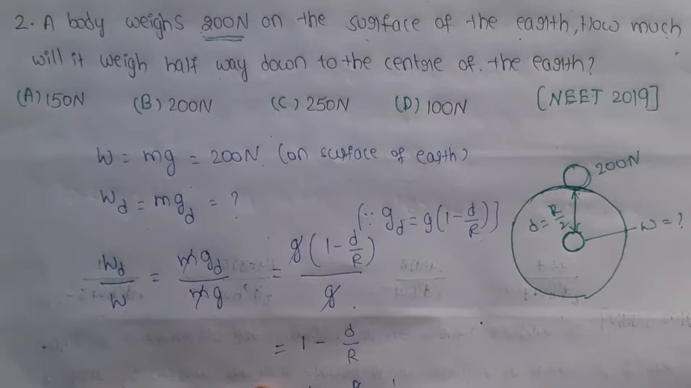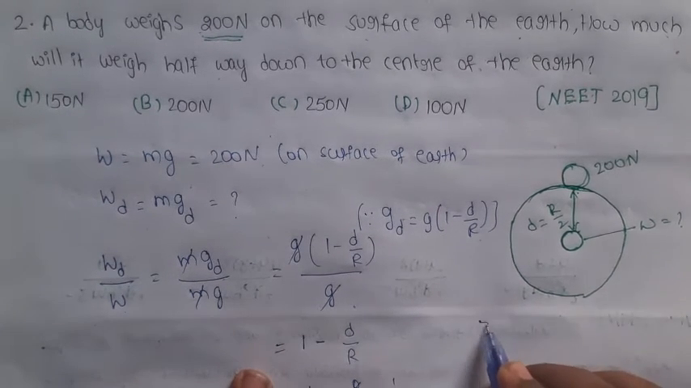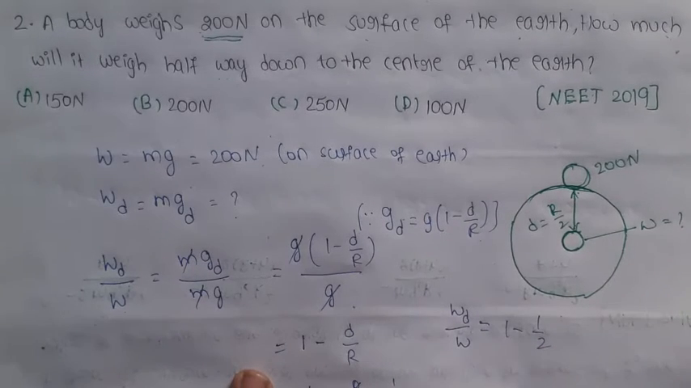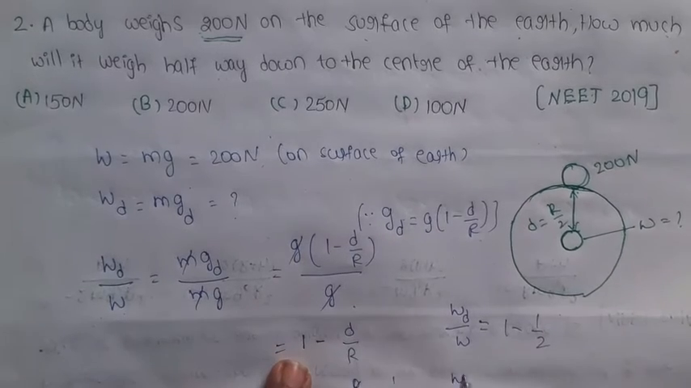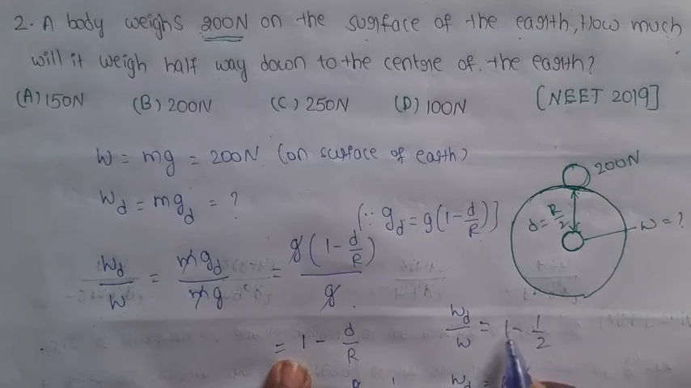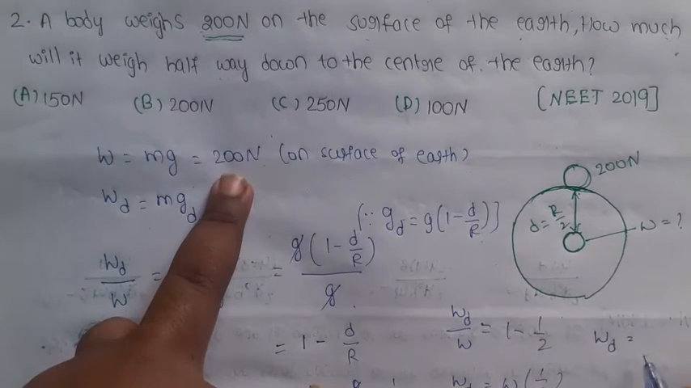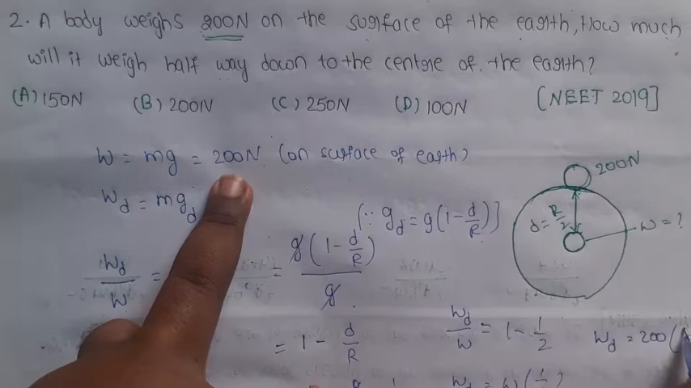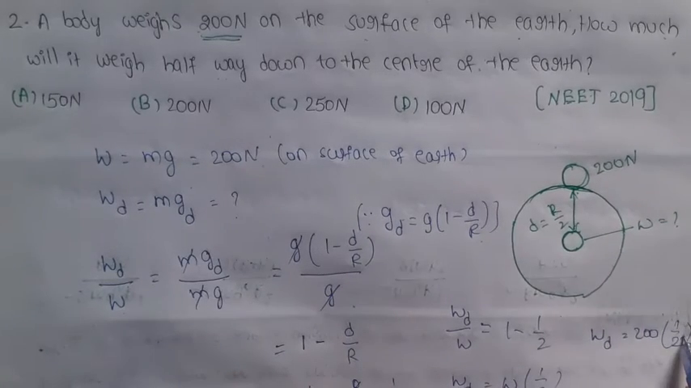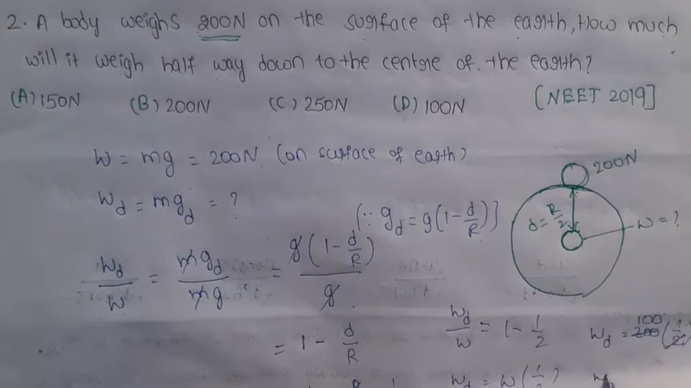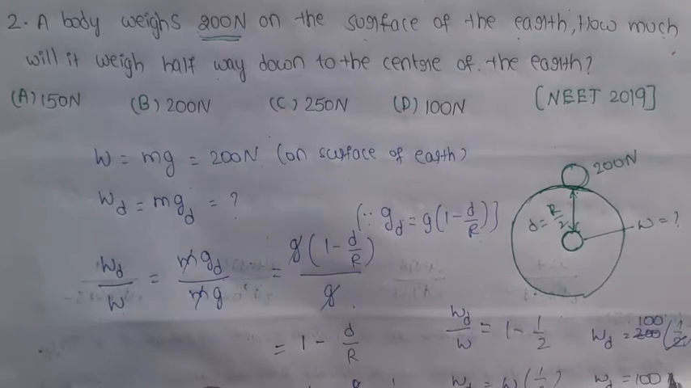1 minus 1 by 2. It is the value of W by W_D by D. So W_D equals W into (1 minus 1 by 2), that is 1 by 2. Substitute the W value. W value is 200 Newton. So 200 into 1 by 2. The 2 cancels one time, and the value is 100. W_D equals 100 Newton.